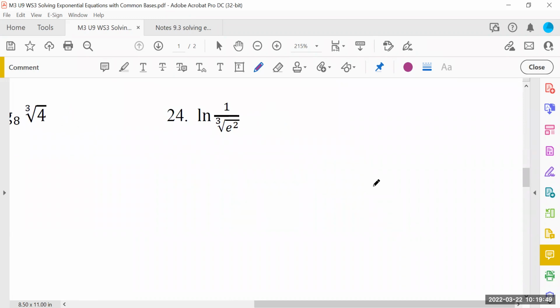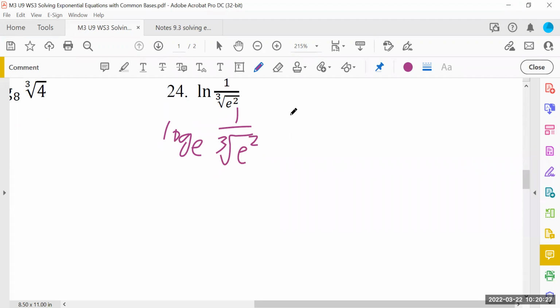So first off, I need to know what that ln means, right? That's what the initial bit here, this is ln. What kind of log is ln? Natural log, and what does that mean the base is? E. So let's rewrite this. Log base E of 1 over the cube root of E squared. So once we've got that, let's go ahead and write this as an equation. So how do I write this one as an equation? Nick, how do I write this as an equation?